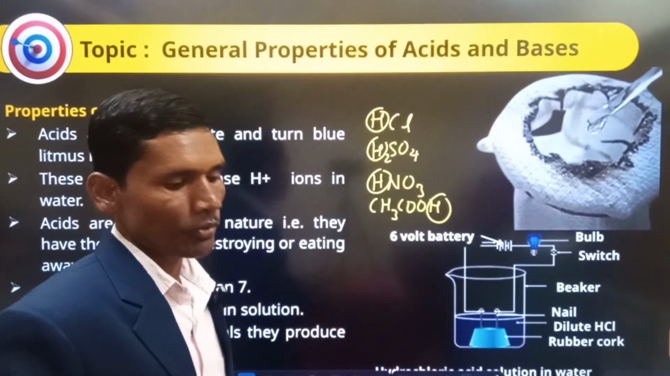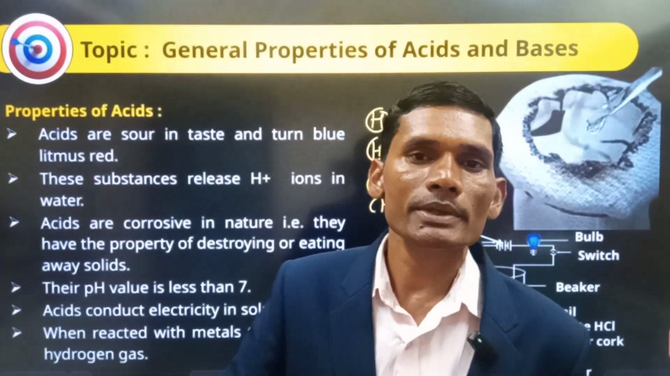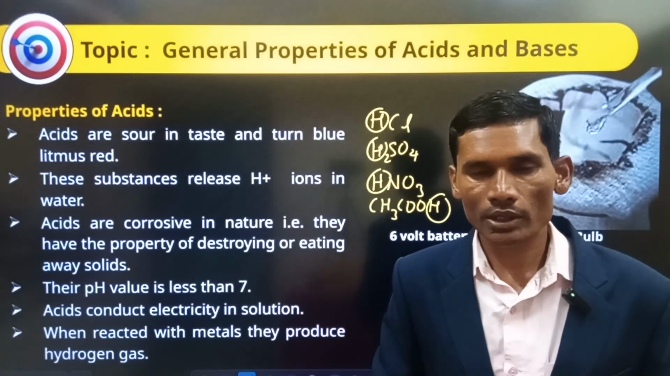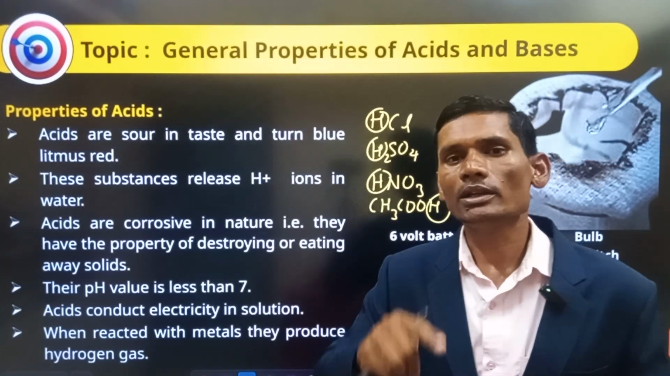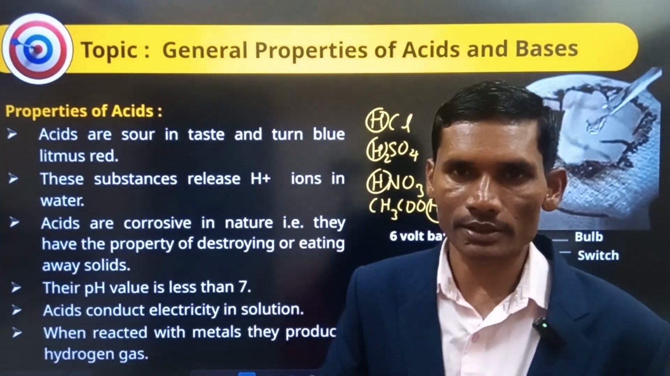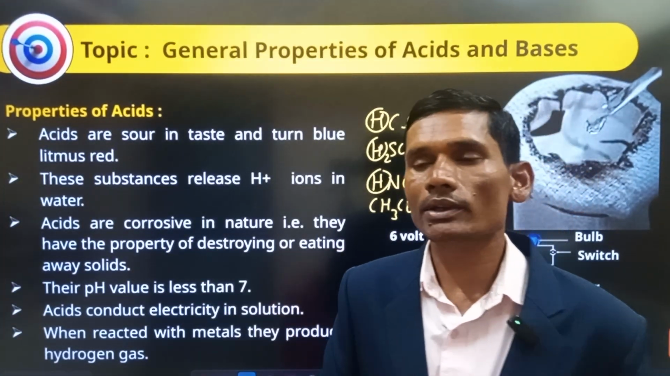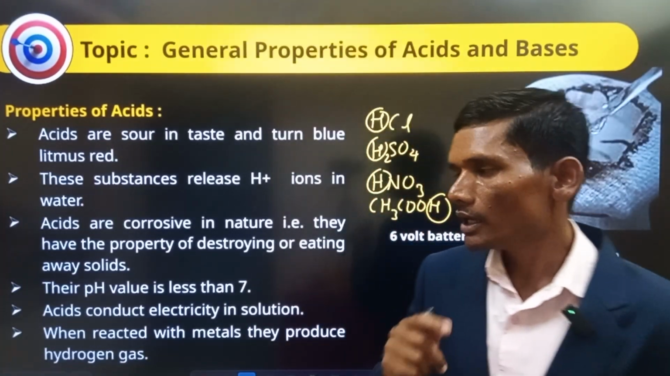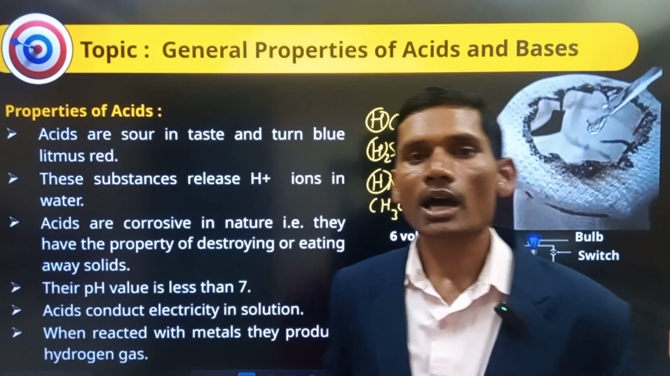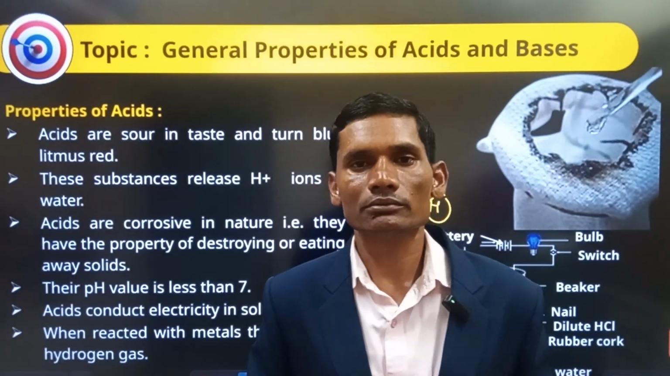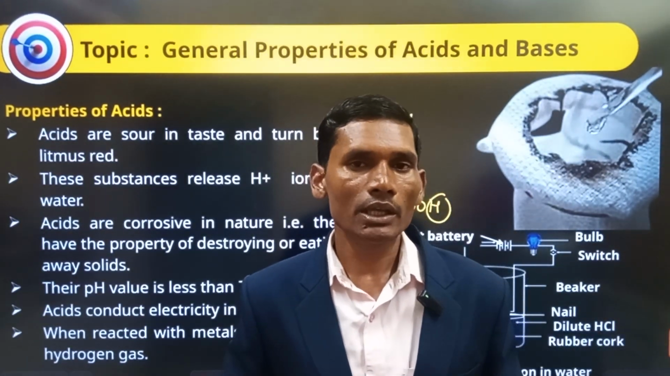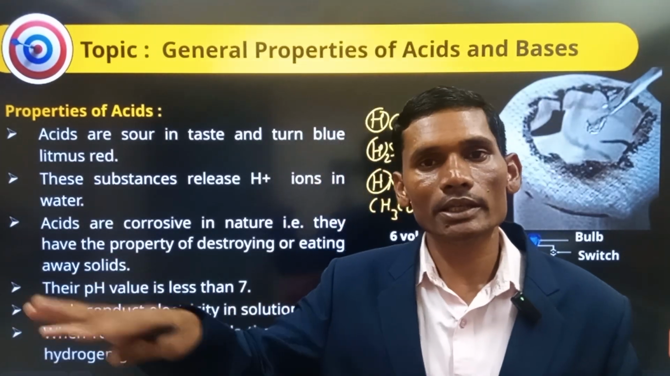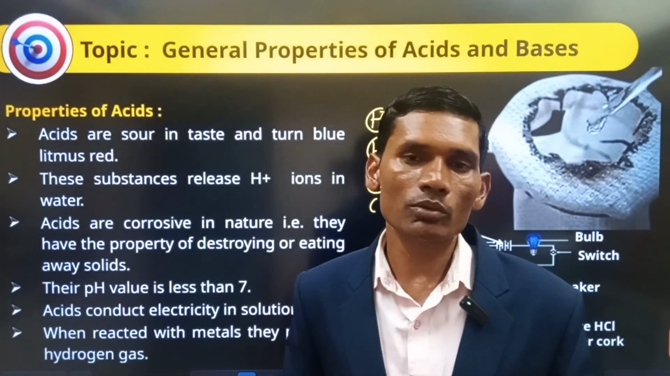So this is one more property. Next, the pH value is always less than 7. If it is 7, we consider it a neutral substance, right? If it is less than 7, then it can be considered an acid. Remember. Next, acids have the property of corrosion, meaning they are corrosive in nature. If you put them on any solid, they spoil or destroy that solid. So this is one more property.